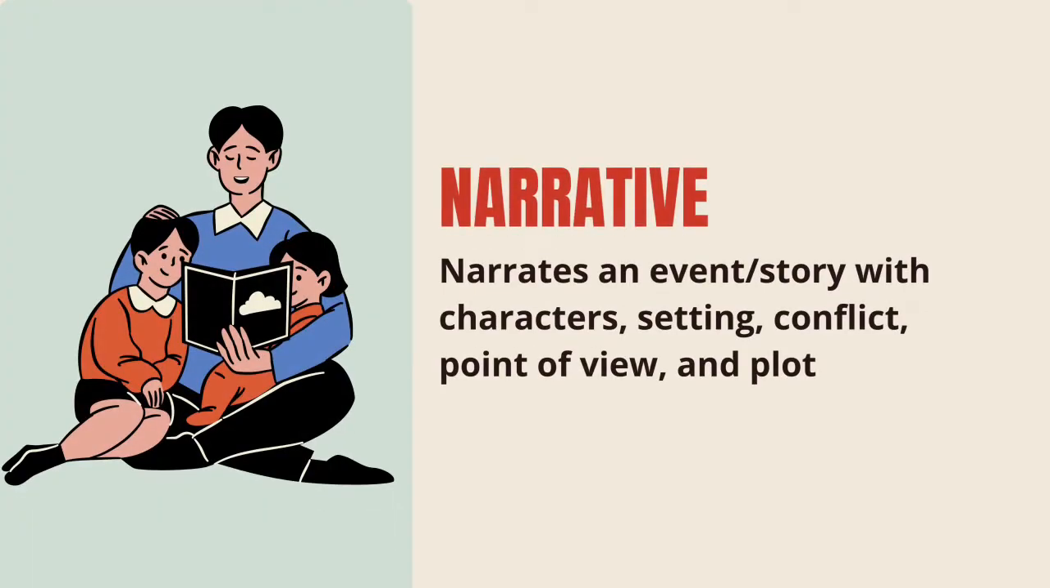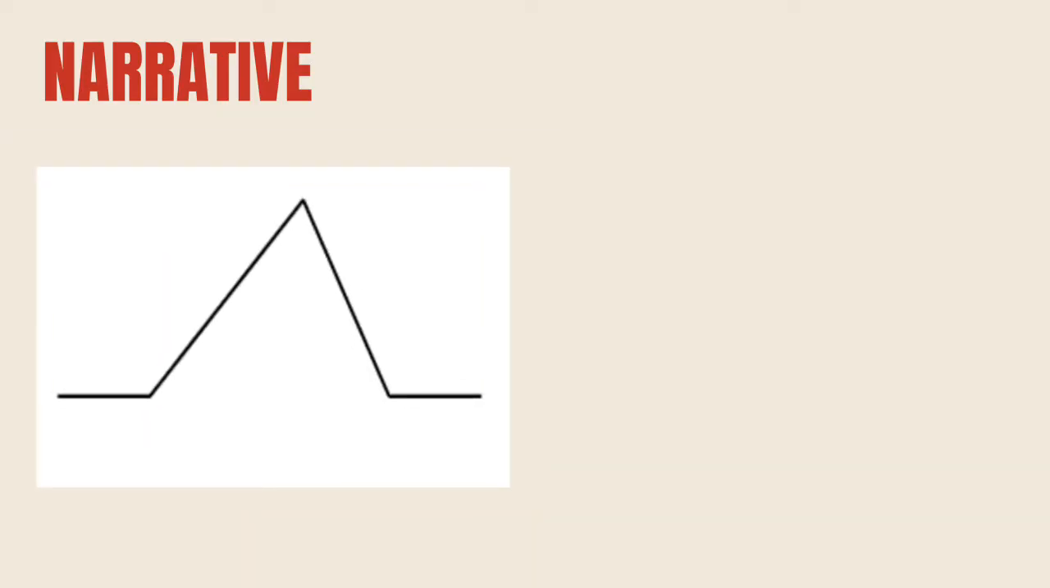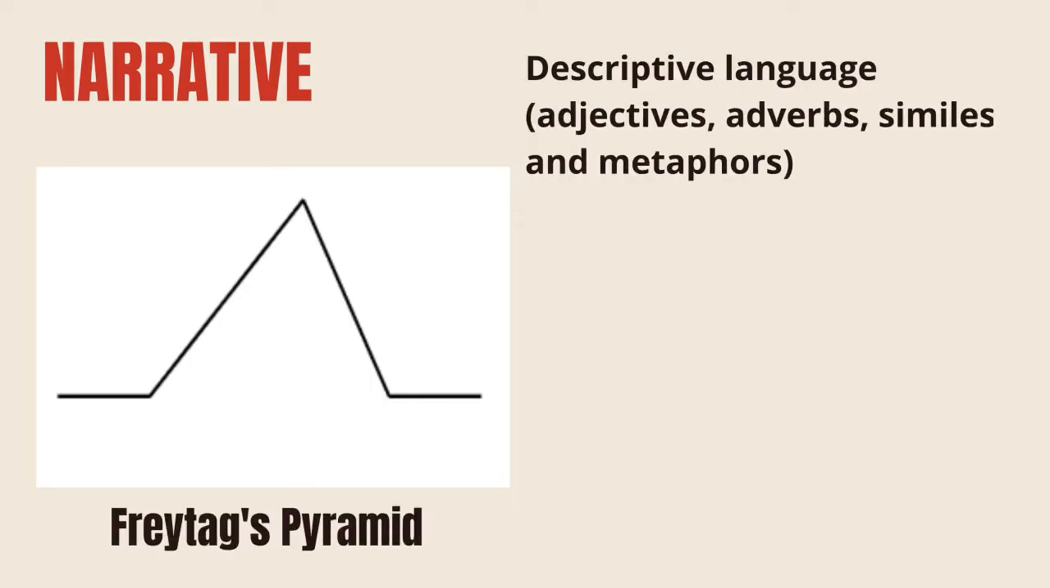Narrative text structure. This narrates an event or story with characters, setting, conflict, point of view, and plot. To organize the information of a narrative text structure, we use this graphic organizer. This is usually called Freytag's pyramid. We use descriptive language such as adjectives, adverbs, similes, and metaphors in a narrative text. At the same time, these are the questions that we use.